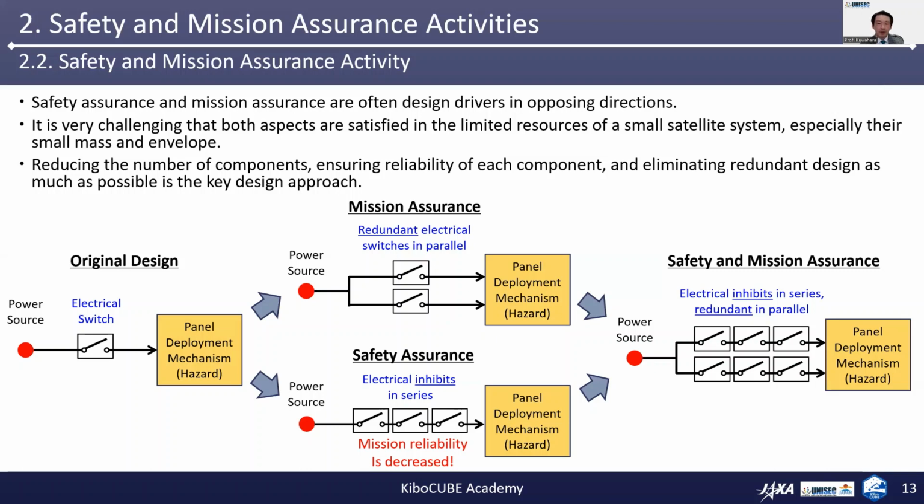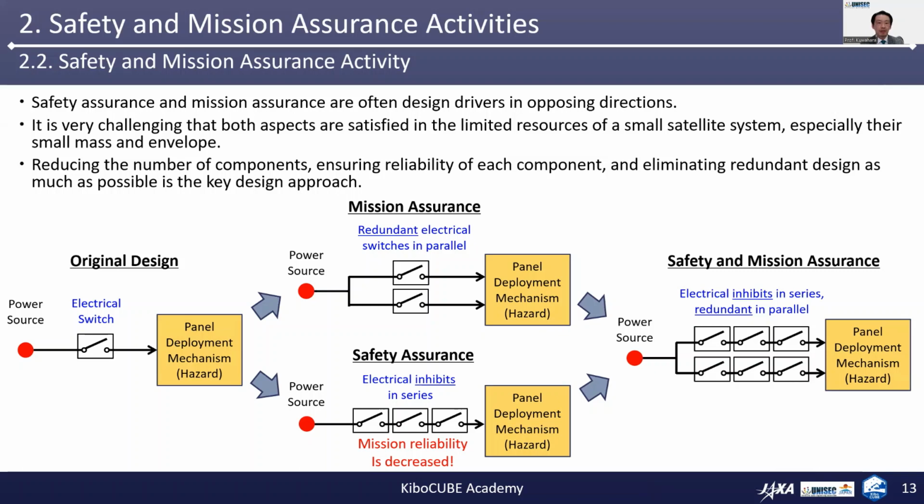But if you have 3 switches in series, all of these switches need to work properly when you want to open the deployment panel in space, which infers that we are reducing the mission success probability. In general, the trade-off study between the safety and mission assurance activities ends up with the solution as illustrated on the right-hand side of this figure.